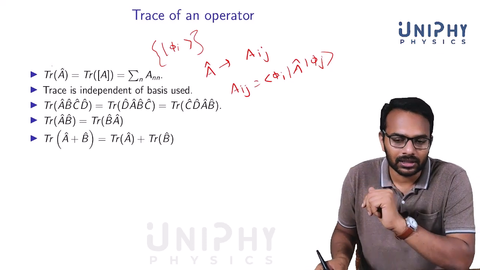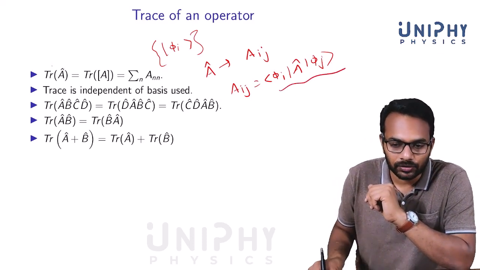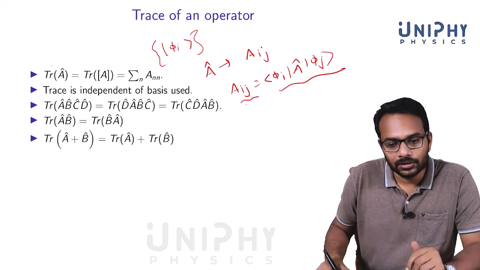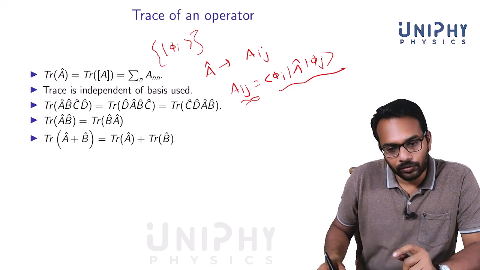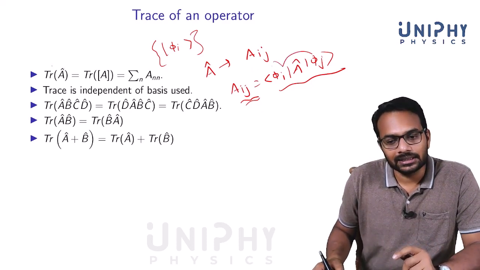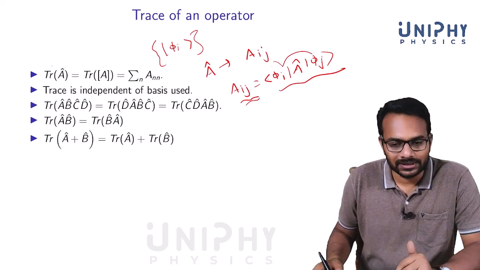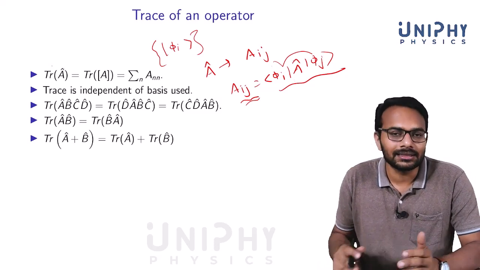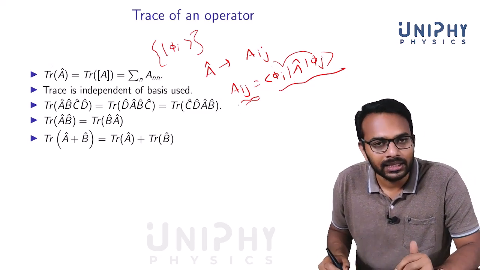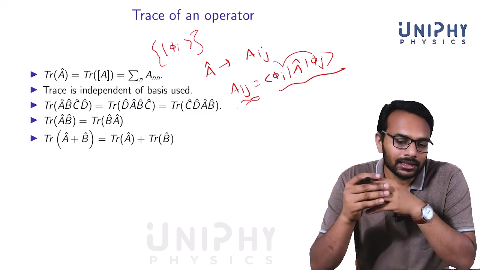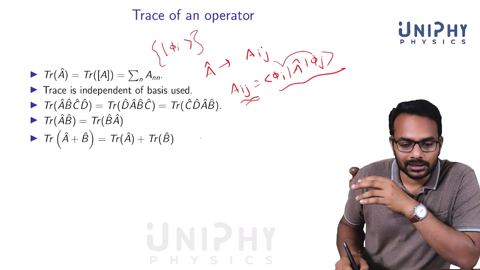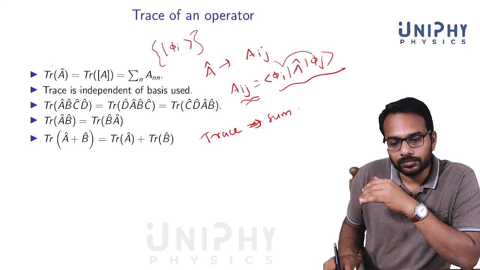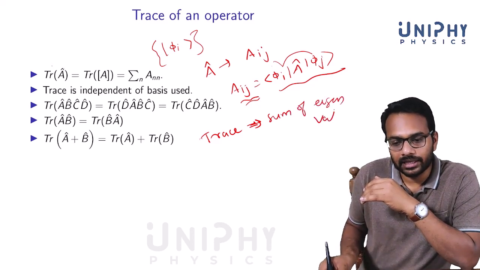You might have already been familiar with this. This is known as the matrix element of operator A between the basis vectors phi i and phi j. I hope you have seen these things. And if phi i and phi j are eigenfunctions of this operator itself, then you will see that this will be a diagonal matrix, and then the trace is actually the sum of eigenvalues. It can be easily seen.